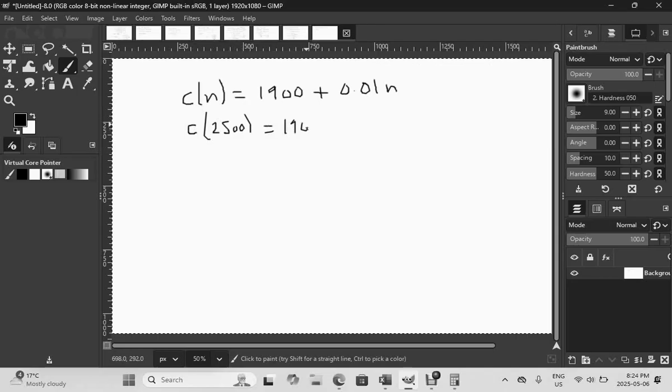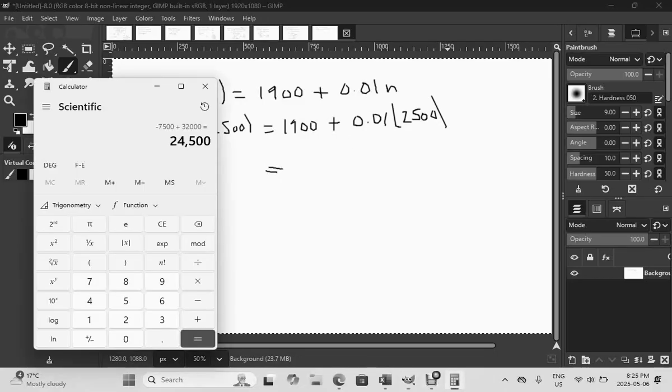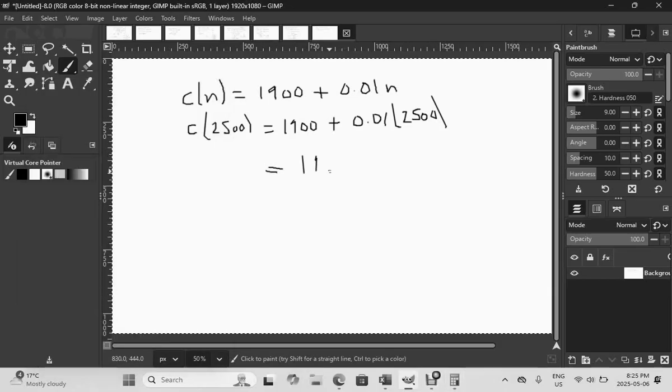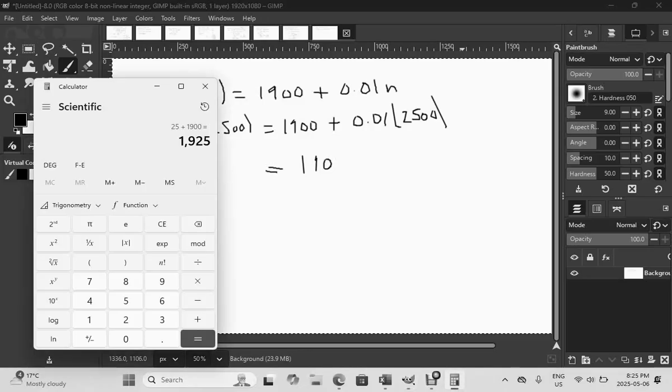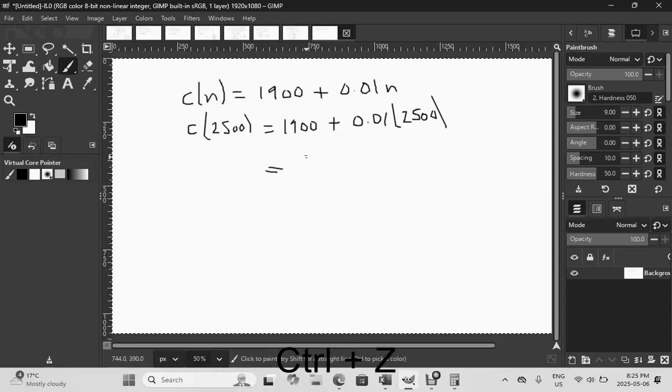This is equal to 1,900 plus 0.01 times 2,500. This is 25, plus 1,900. So 25 plus 1,900 is equal to 1,925. So this is the cost to produce 2,500 units, which is 1,925.